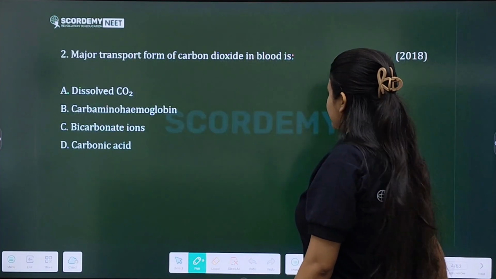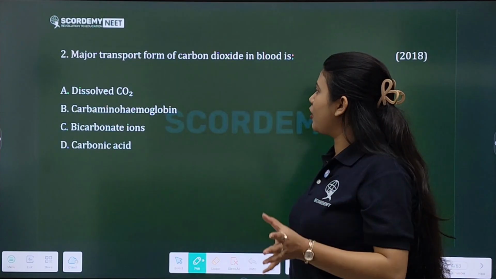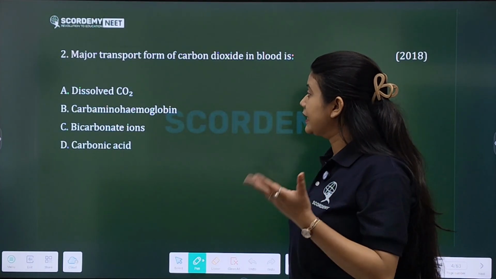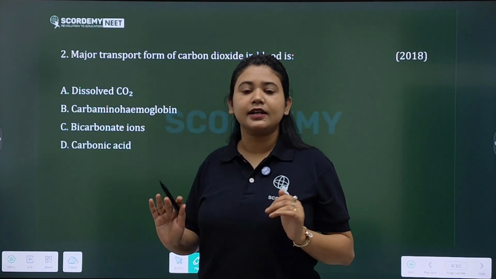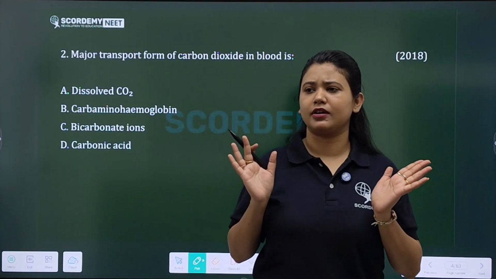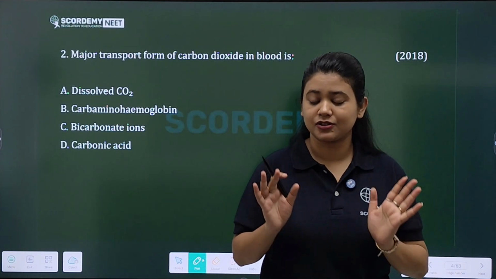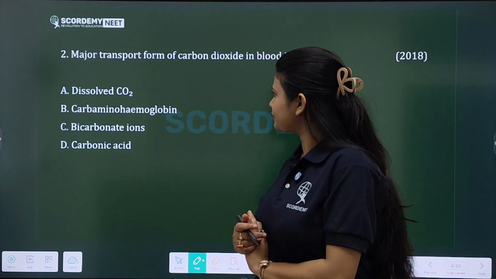Then the next question is: the major transport form of carbon dioxide in blood is. We know that in our blood, both types of gases, carbon dioxide and oxygen, are circulated, isn't it?